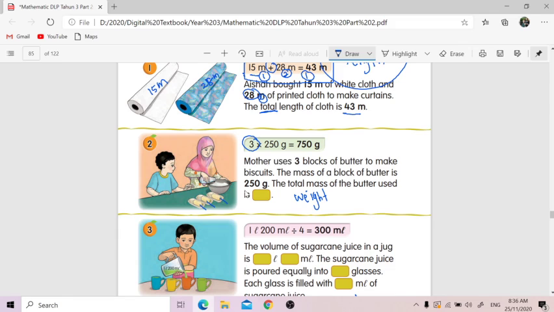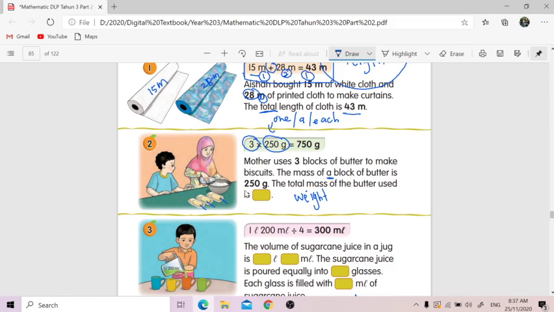Okay, so here the 250 is the mass of a block. So 250 means for one block, or each. Okay, so this is the keyword. Yeah, a block of butter is 250 gram. So this is the each of the butter.